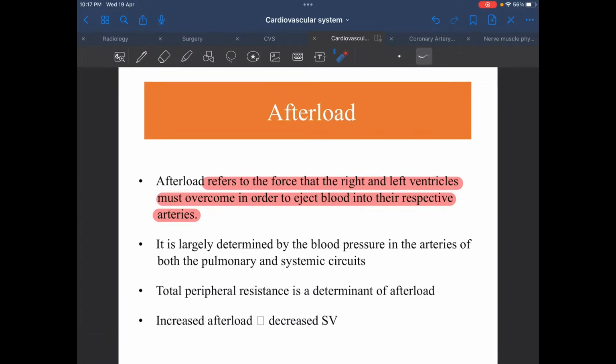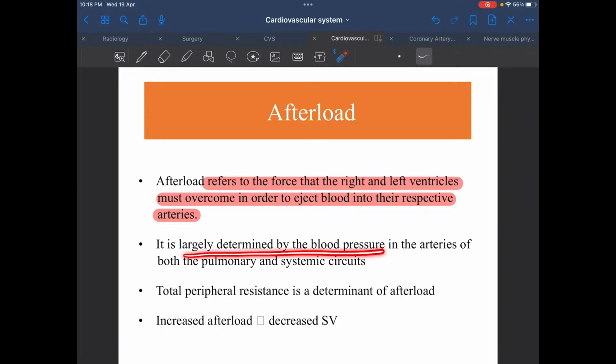So now let's discuss the afterload. So what is this afterload? Afterload refers to the force that the right and the left ventricles must overcome in order to eject blood to their respective arteries. And what I mean by afterload is mainly your total peripheral resistance. So what is the resistance present in the arterioles? Mainly because arterioles are your resistance vessels. So whatever resistance there is in our vasculature, against which the left ventricle and your right ventricle are doing this amount of work, is known as your afterload. Okay, I hope that's clear.